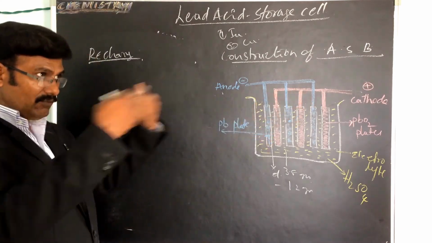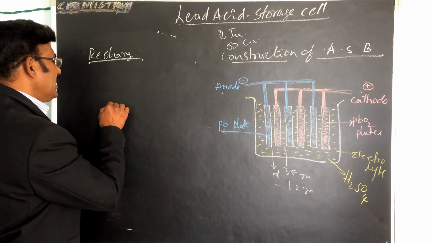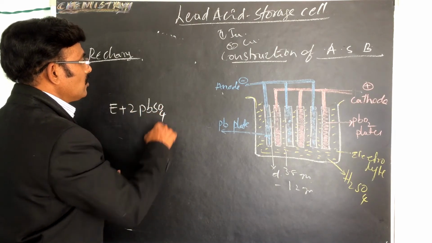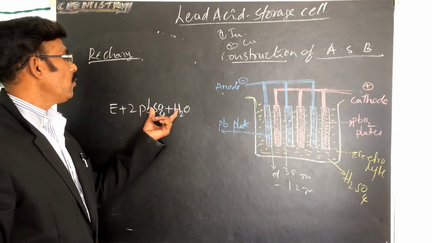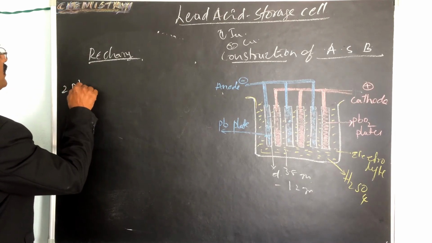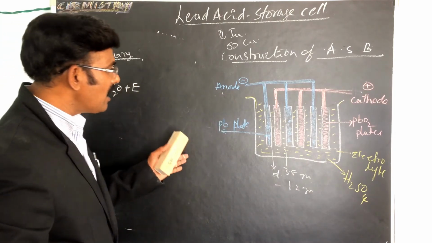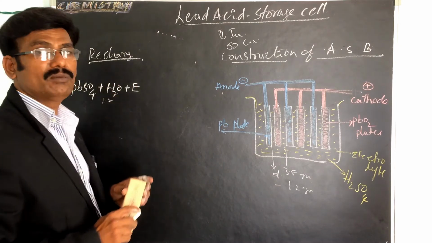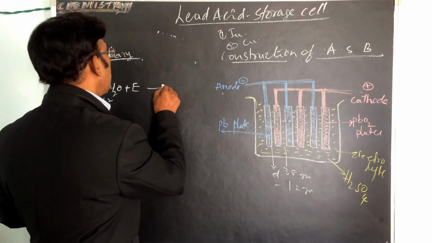In charging, we have to supply electric charge, which means energy. So electric energy plus what is there inside? PbSO4 and water. Lead sulfate is there, water is there, energy is there. These are present after the working condition, and the density is 1.2. There is no sulfuric acid yet.